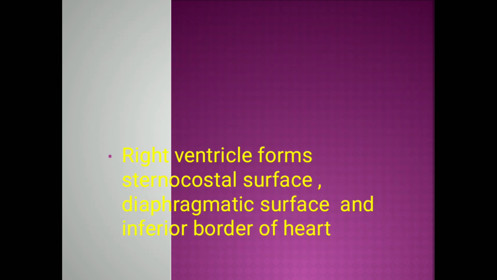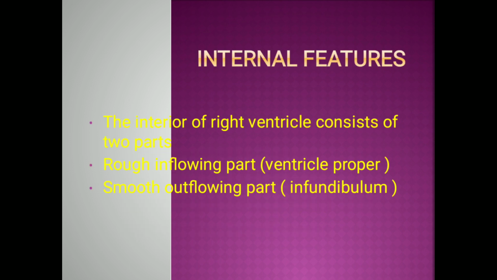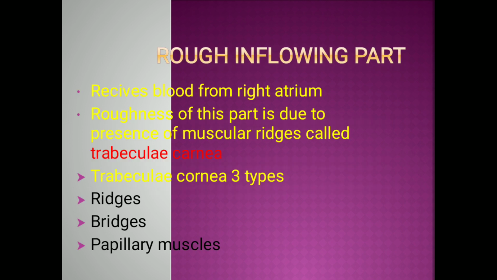Okay, see here, the right ventricle forms the sternocostal surface, diaphragmatic surface and the inferior border of the heart. When you come to the internal features of the heart, the interior of the right ventricle consists of two parts: the rough inflowing part called the ventricle proper, and the smooth outflowing part called the infundibulum. Remember, rough inflowing part and smooth outflowing part.